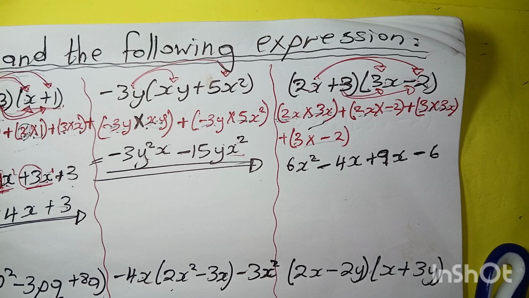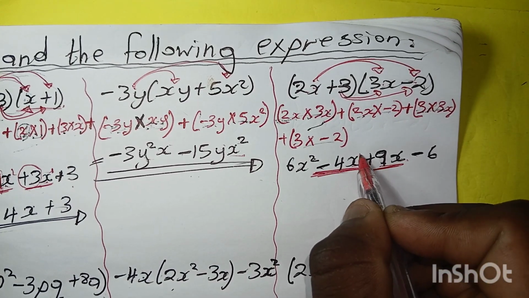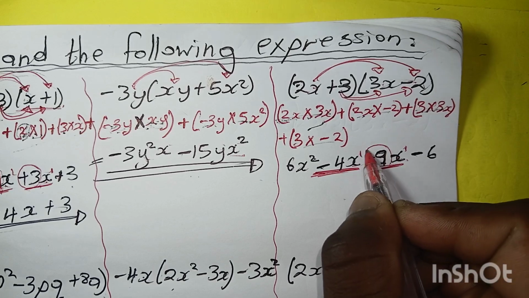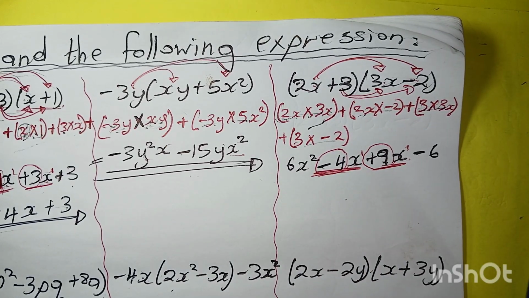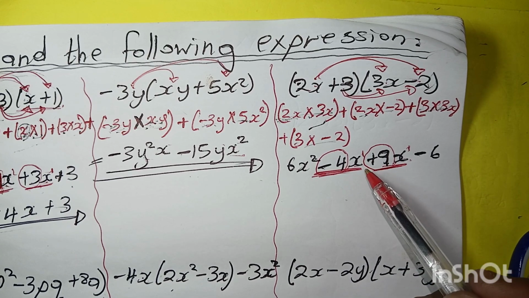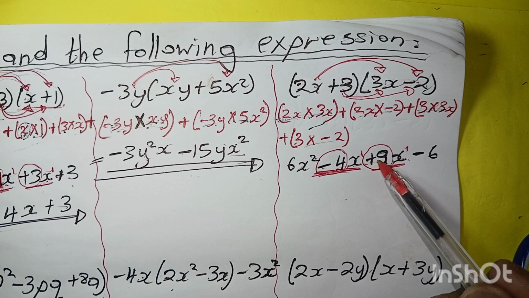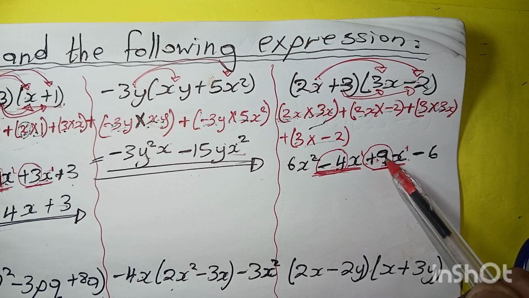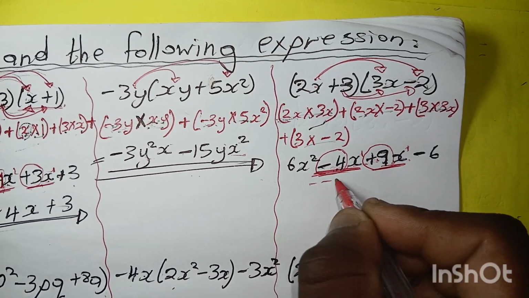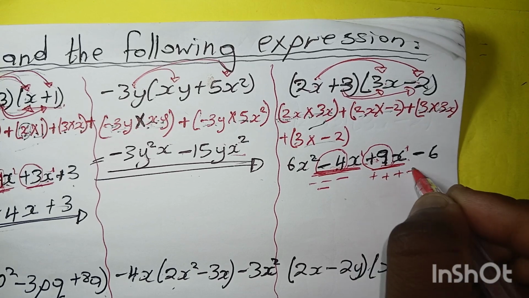So now check something, guys. We've got like terms. They've got the same base and the same exponent. So now let's collect the coefficients. To collect the coefficients here, guys, you should know that when we collect like terms with different signs, they are enemies. Like here we've got 4 negative, and here we've got 9 positive.